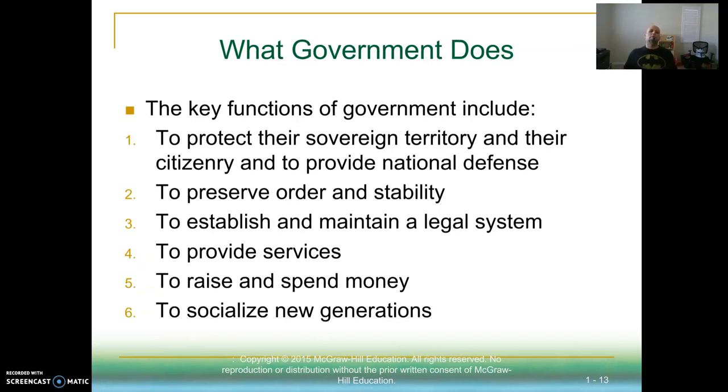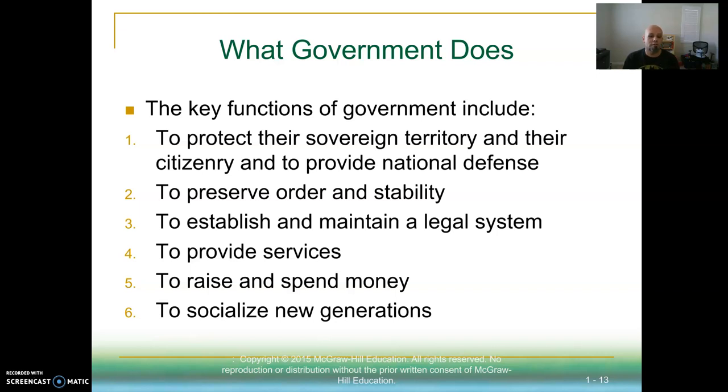So what does government do? The key functions of it. And if you're reading, it's pretty straightforward. Protecting the citizens, protecting the integrity of the border, national security, preserving order and stability, that's like after natural disasters, establishing and maintaining a legal system in the country, courts, how things operate, state-to-state relations, providing services, that's like bridges and roads and highways and all that kind of stuff.